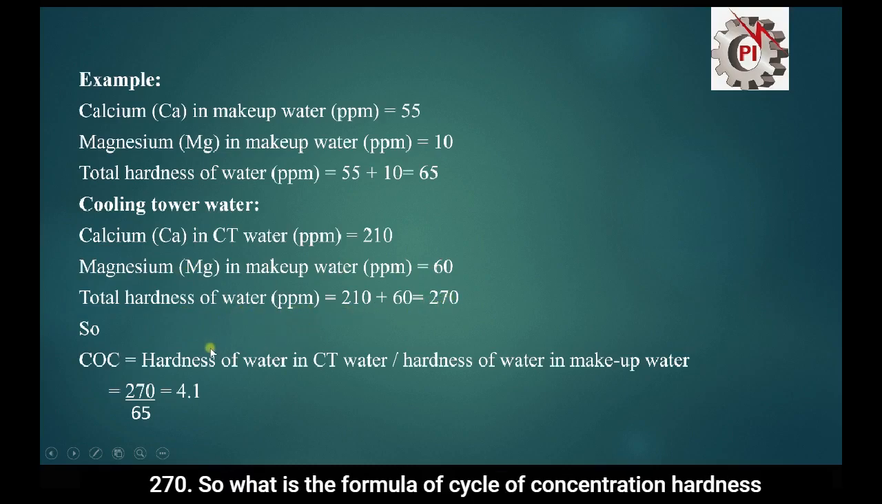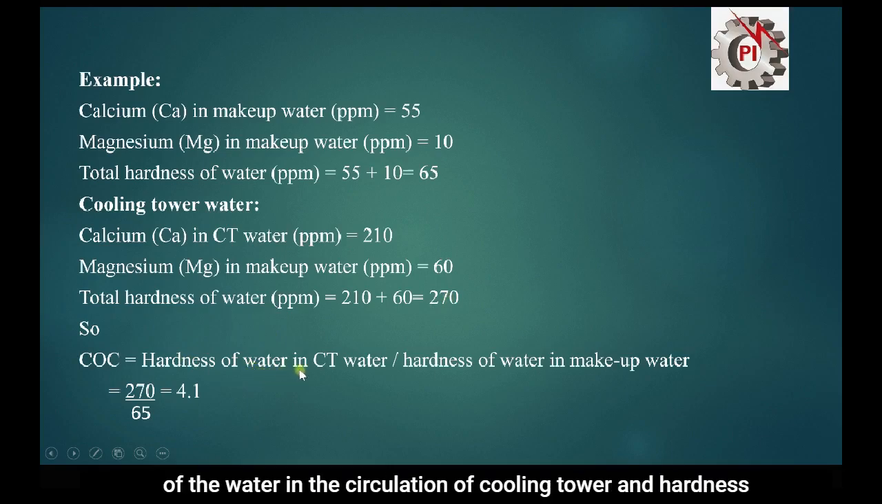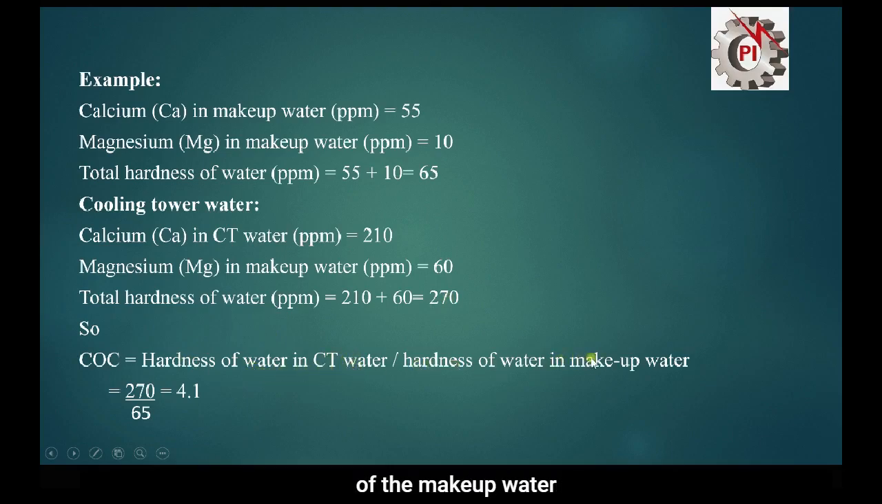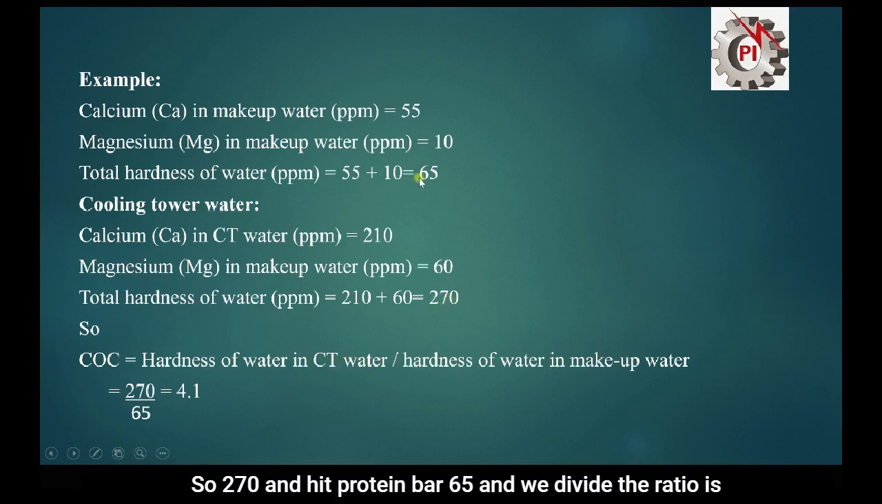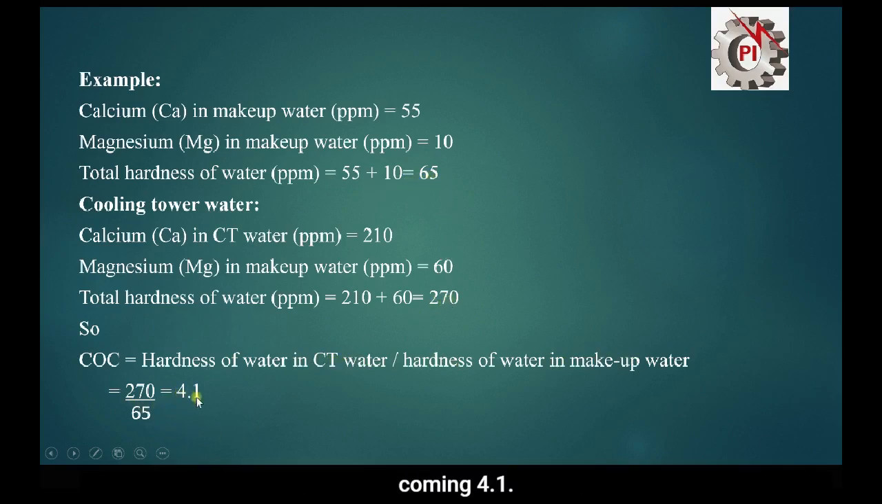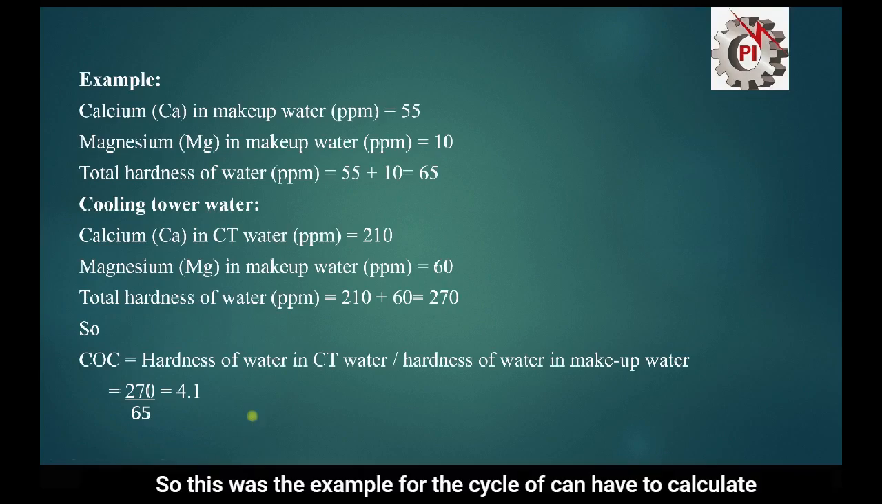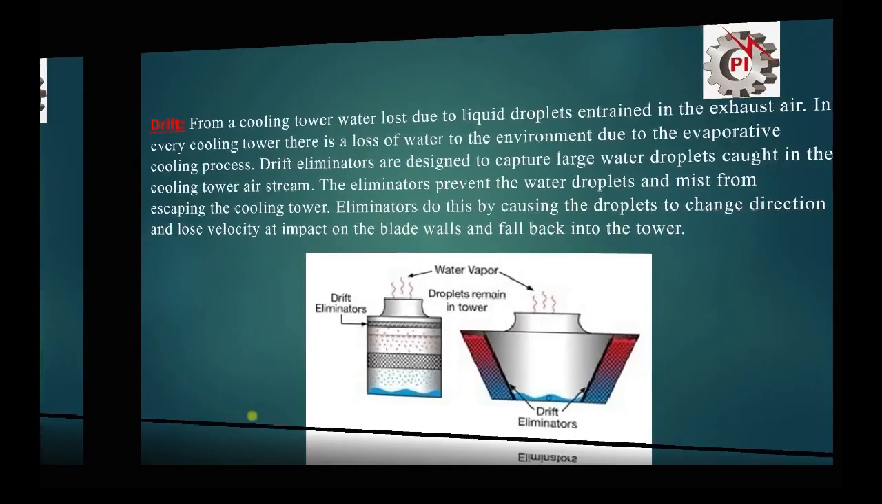So what is the formula of cycle of concentration? Hardness of the water in the circulation of the cooling tower divided by hardness of the makeup water. So how much here? 270, and here the total was 65. When we divide, the ratio comes to 4.1. So this was the example of how to calculate the cycle of concentration.